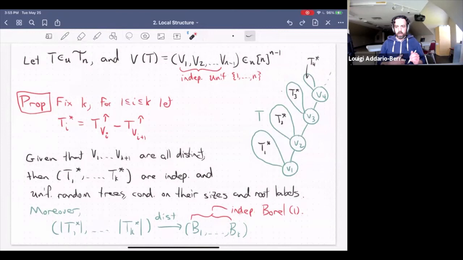Do we assume Vi is closer to the root compared to Vi plus 1? Yeah. So when these are all distinct, that means that V1 up to Vk plus 1 are all on the first branch leaving the root. There's a path in the tree which goes V1, V2, all the way up to Vk plus 1. So under this conditioning, Vi is automatically closer to the root than Vi plus 1. Okay.